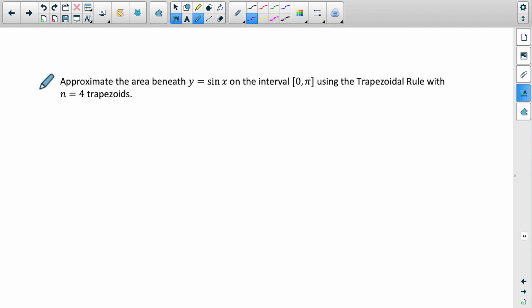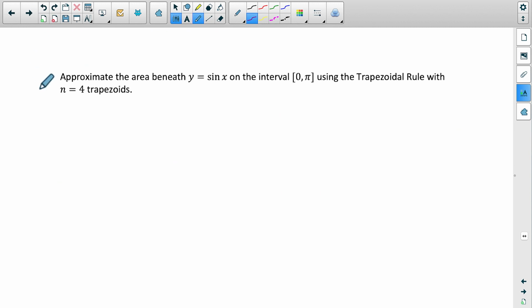Okay, just one question here. Approximate the area beneath y equals sine x on the interval 0 to pi using the trapezoidal rule with n equals 4 trapezoids. So first of all, we don't have to, but let's just do a little sketch to make sure we understand what this looks like.